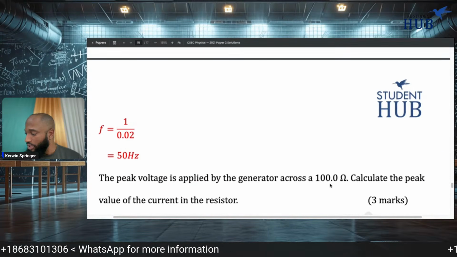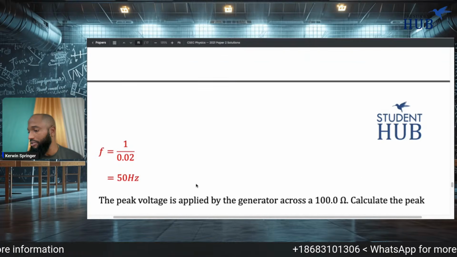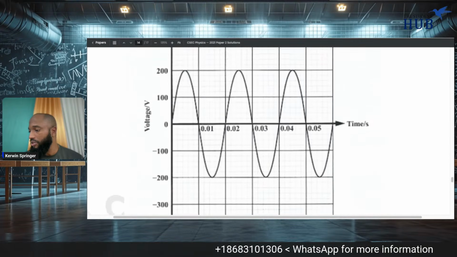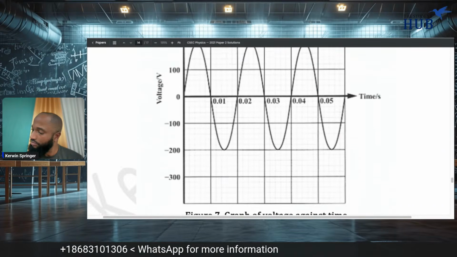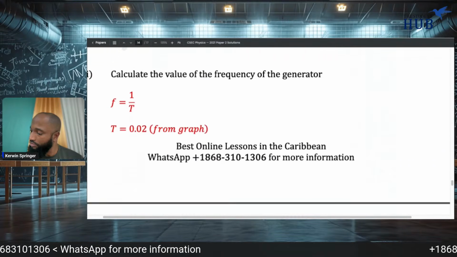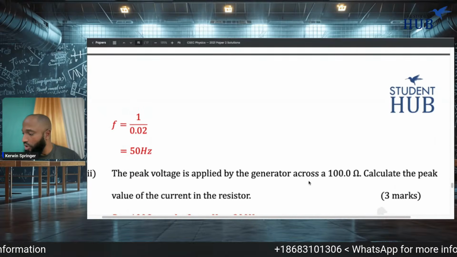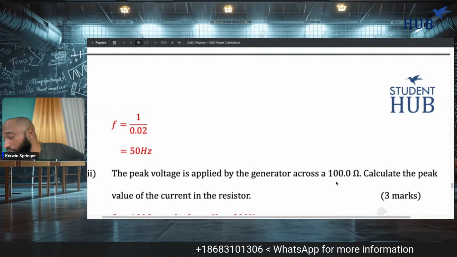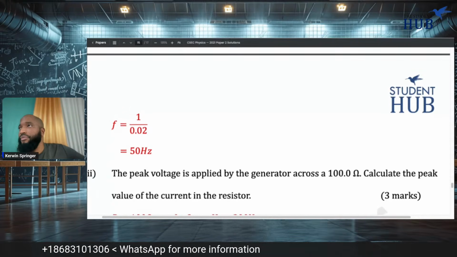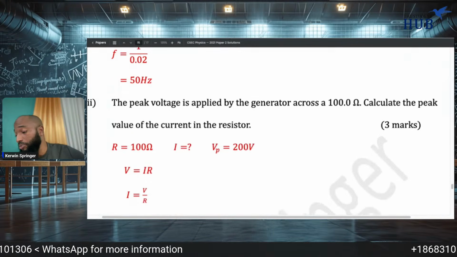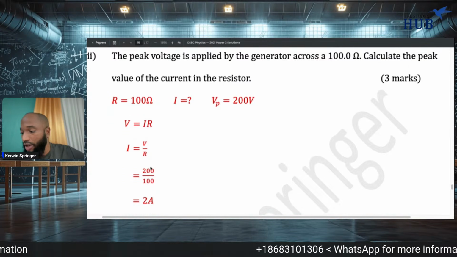The peak voltage is 100. Calculate the peak value of the current in the resistor. There's a resistor. Let's see, 100 ohms resistor. So what are you going to use for this one? V equals RI, substitute and get your answer. You get 2 amps. Everybody understand this?